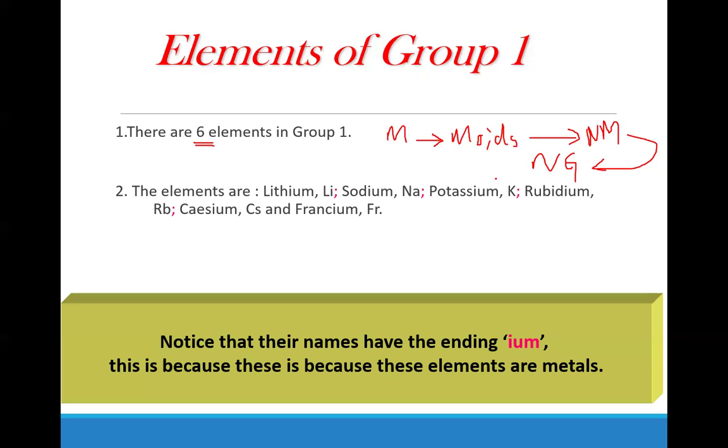So on the extreme left side of the periodic table is group one, and it consists of six elements, which are all metals. The elements from top to bottom are lithium, sodium, potassium, rubidium, cesium, and francium. If you look at their names, notice that they end with an "um" sound, and this is because these elements are all metals. Most metals, at least, end with an "um" sound, right?